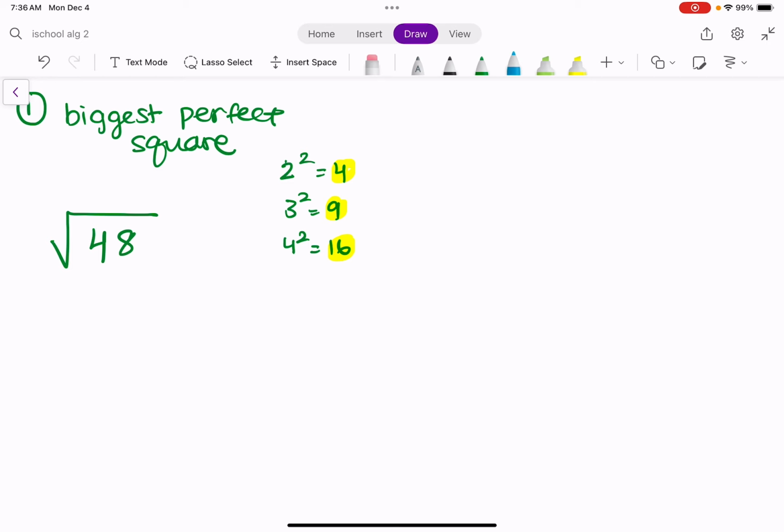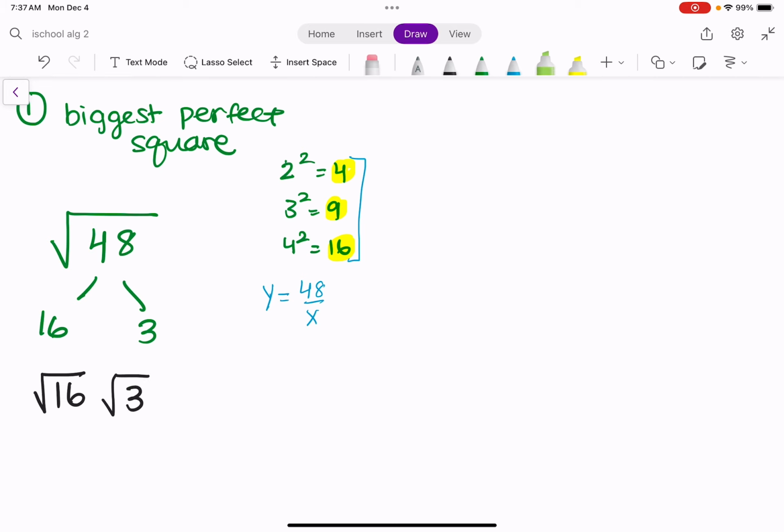Okay? So one way that you could do this is you could go to y equals and you could put 48 over x in your calculator, go to the table, and see what the biggest perfect square is that's a factor. If you do that, you will notice that 16 times 3 is a factor pair of 48. 16 times 3 equals 48. So if we can separate square root of 48 to square root of 16 times square root of 3, and as we know, the square root of 16 is 4. So our simplified version is 4 square root of 3. That's one way of doing it.